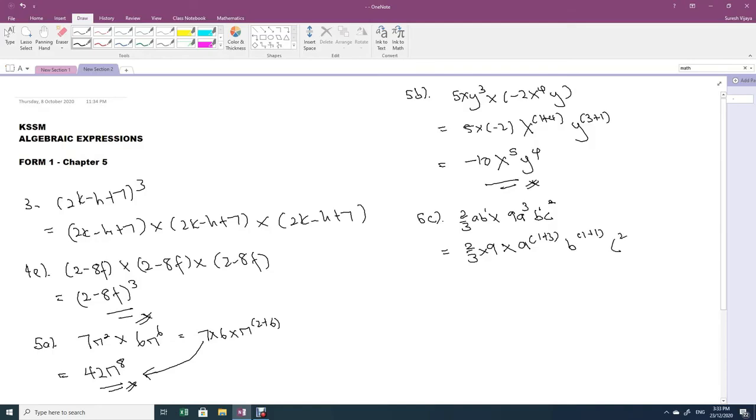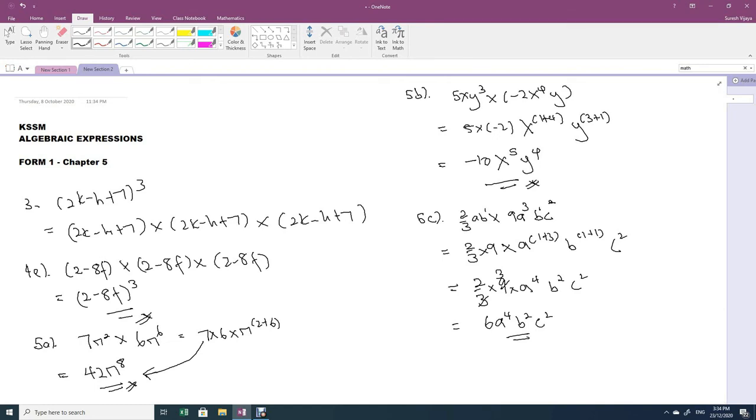So what we do next is we simplify it. We have 2 over 3 times 9, so we cut it off, we have 2 over 2 times 3, so 6, times a to the power of 4, b to the power of 2, and c to the power of 2. So we will have 6a to the power of 4, b to the power of 2, c to the power of 2. So this is 5c.